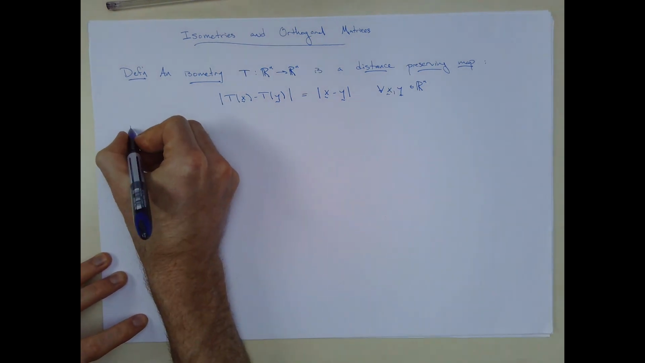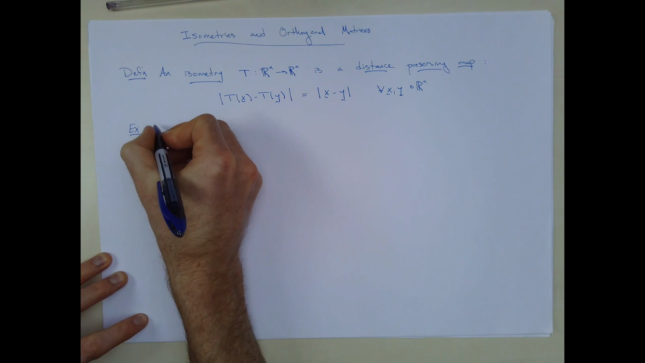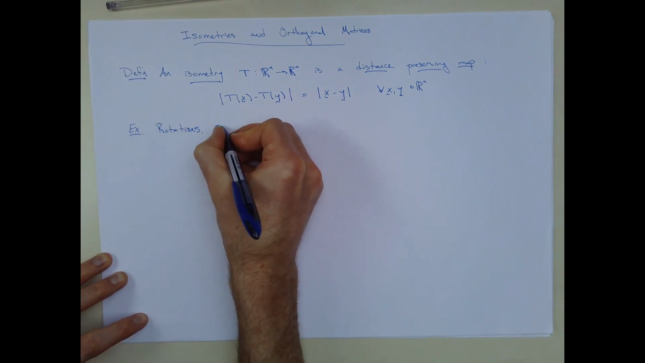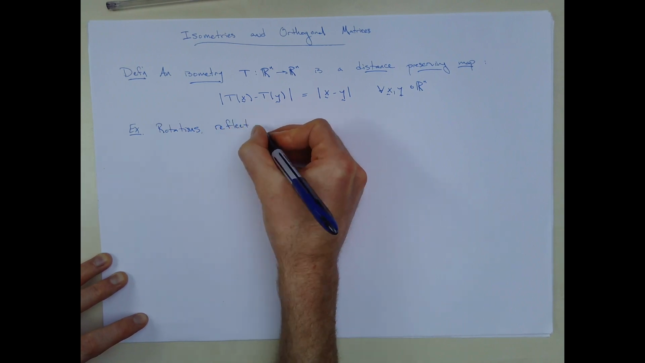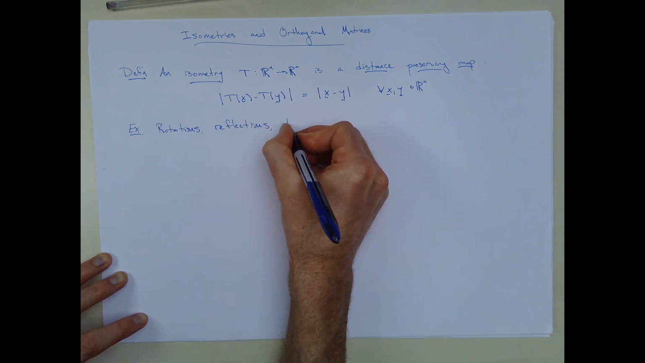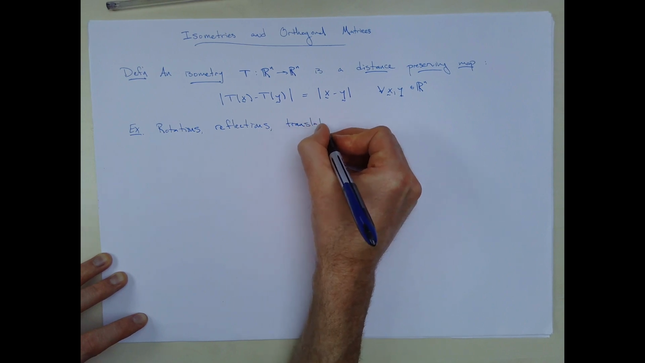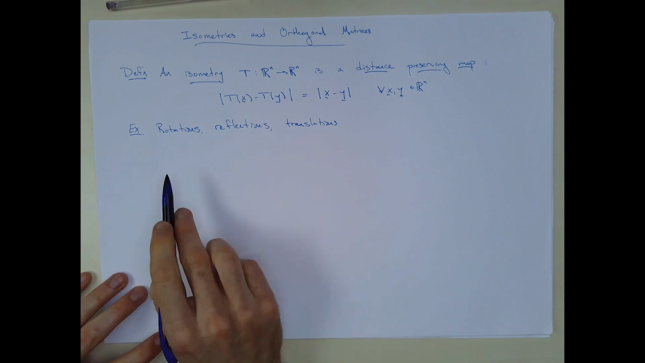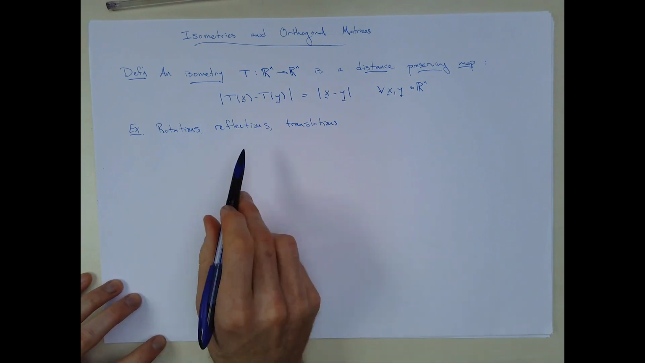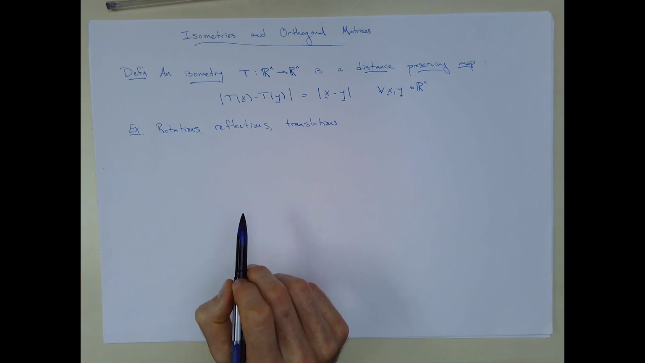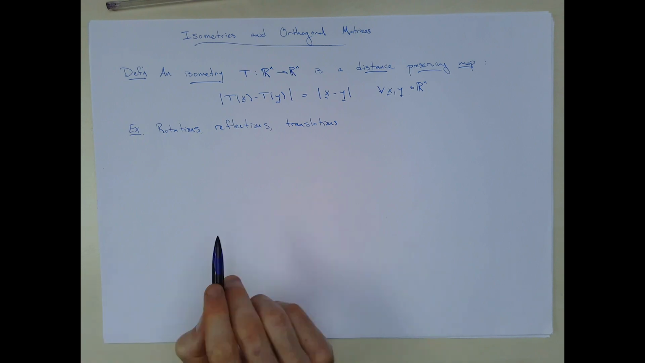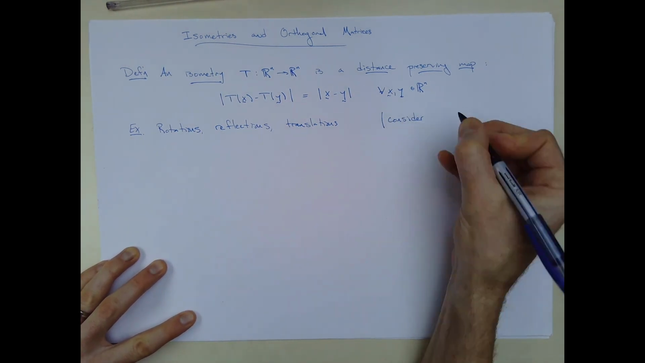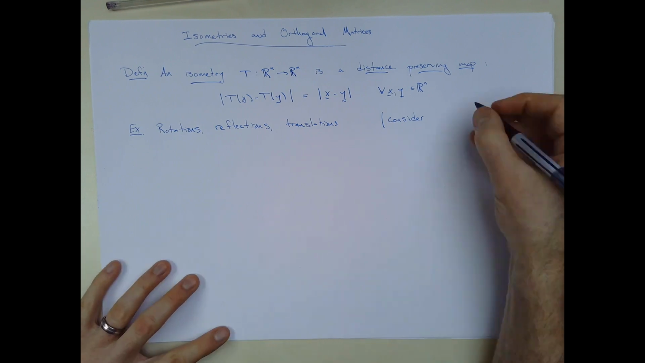Just to think of some simple examples: rotations, reflections, translations. These are the most obvious, intuitive isometries. If you want a very physical example, consider throwing a rock in the air.